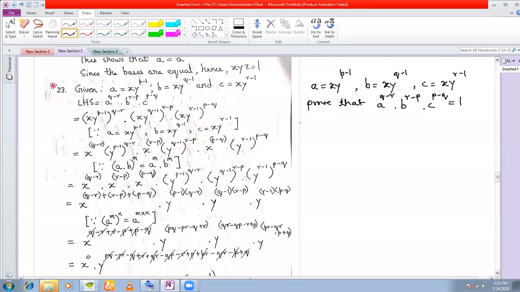Okay, so we start from the left hand side. We write as it is. You know the values of a, b, and c, right? So you put these values in the left hand side. So first left hand side is a to the power of q minus r into b to the power of r minus p into c to the power of p minus q. Okay, now you put the values of a, b, and c. A is what? xy to the power of p minus 1.